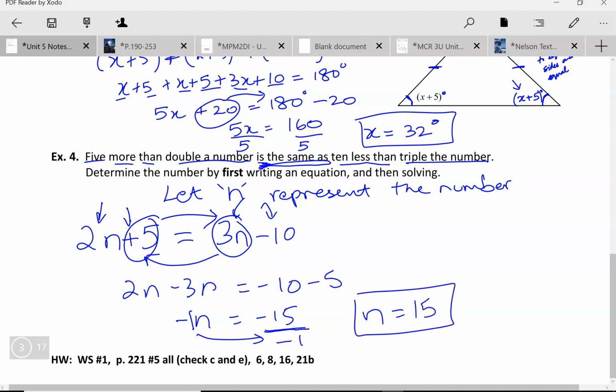And then you can just check this. Double a number is 30. 5 more than that is 35. Triple the number is 45. 10 less than that is also 35. And you don't even have to do a formal check. You just read it and see if it makes sense. So yeah, it does make sense.